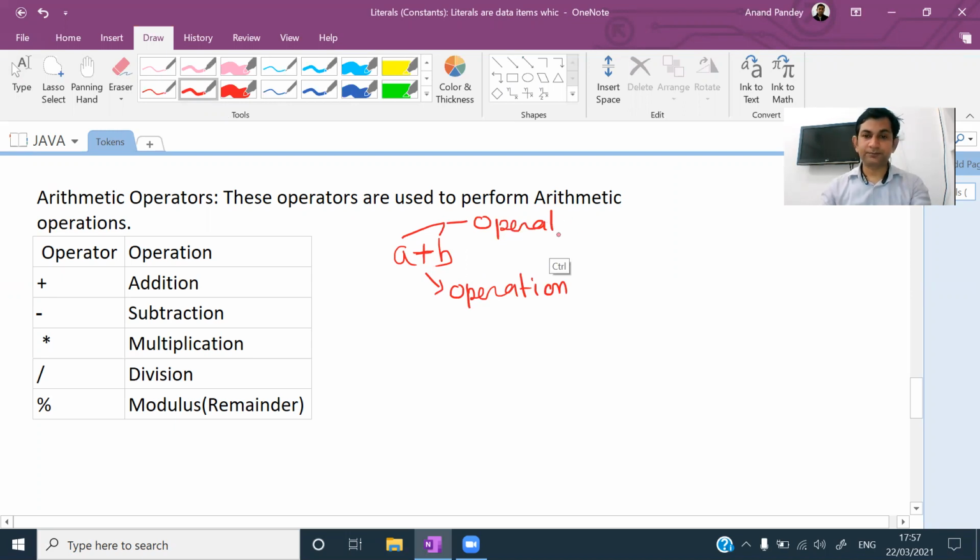Operands. You can see on the board. So the variable or the constant on which the operation is performed is called an operand. So here, for the plus operator, A and B are the operands. So again, I'm repeating, an operator is a symbol that performs a particular operation on its operands.